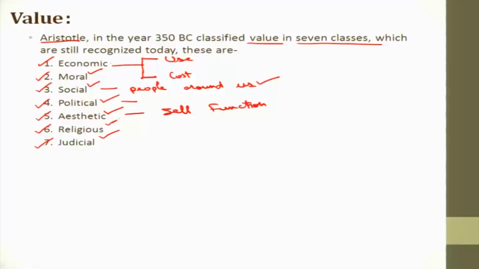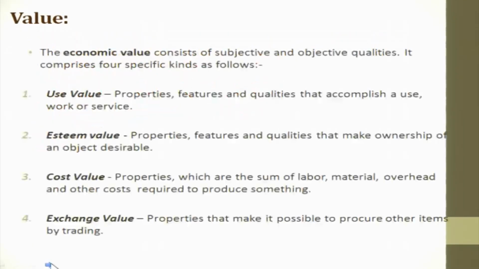Now next is religious values and judicious values. These you can think of. Now economic value consists of subjective and objective qualities, and it comprises 4 specific kinds as follows: use value, esteem value, cost value, and exchange value.